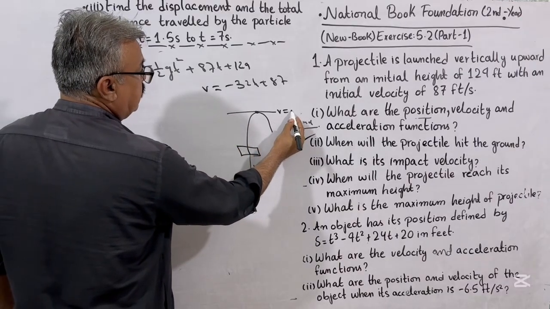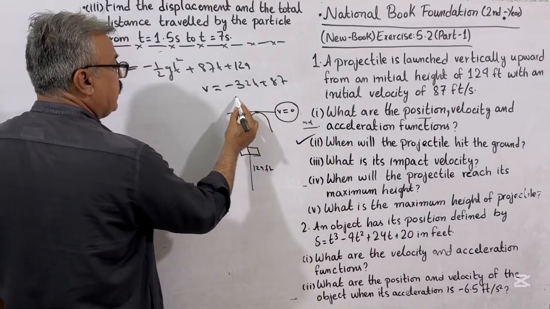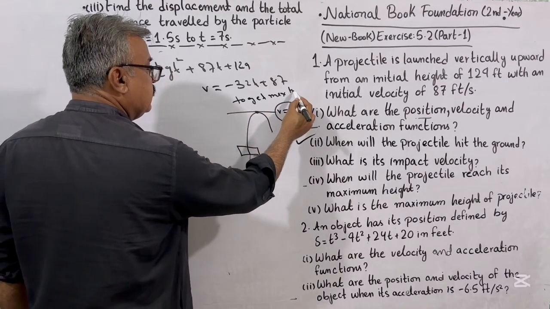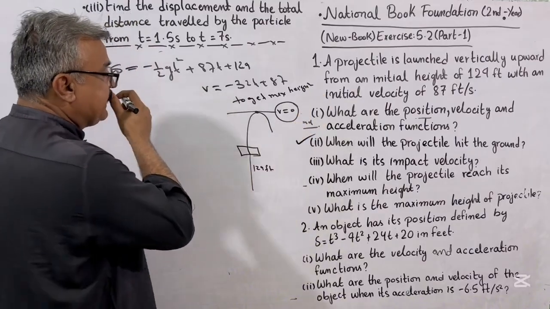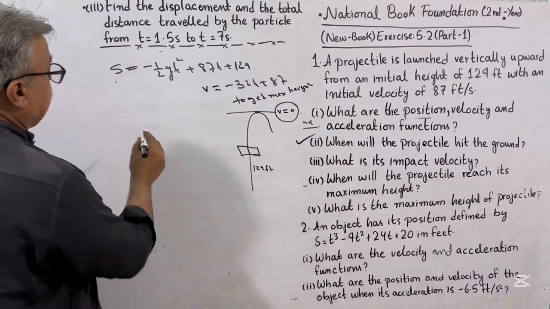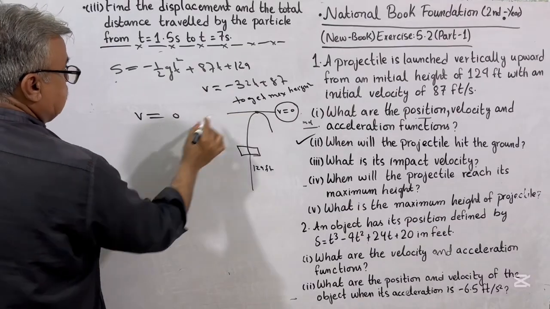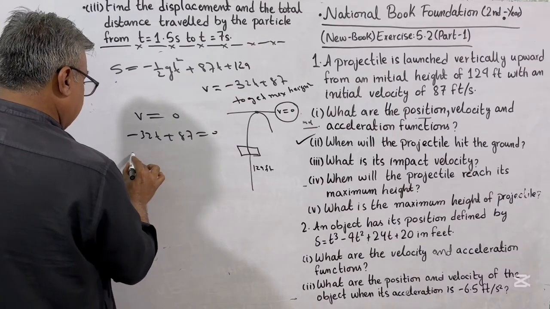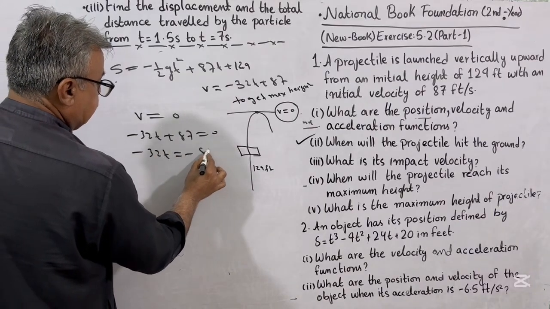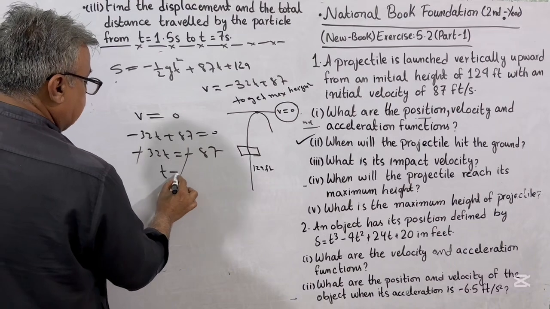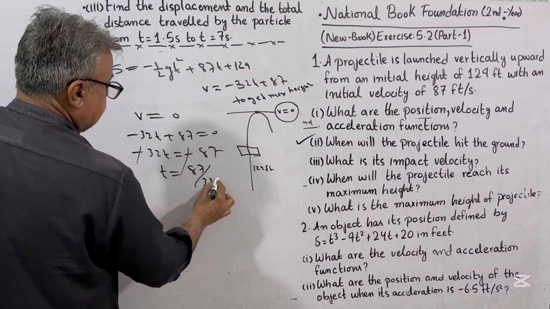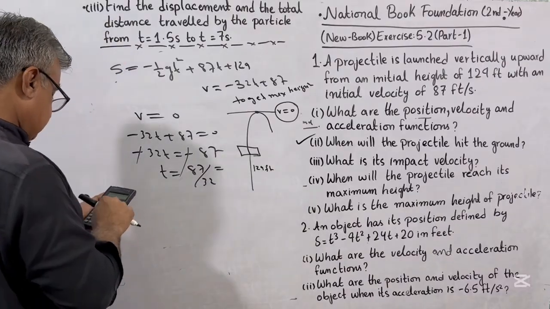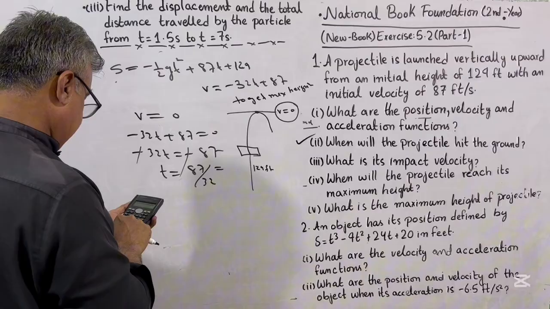At that point, velocity is zero. To get the maximum height, the velocity is zero. So velocity, which is given by minus 32 times t plus 87, is equal to 0. Solve for t. Negative 32 t is negative 87, the minuses cancel out. Our t is 87 over 32 seconds. Let me divide 87 by 32.